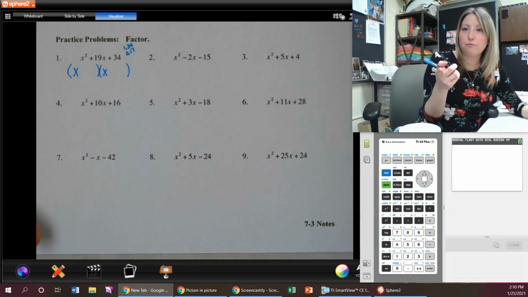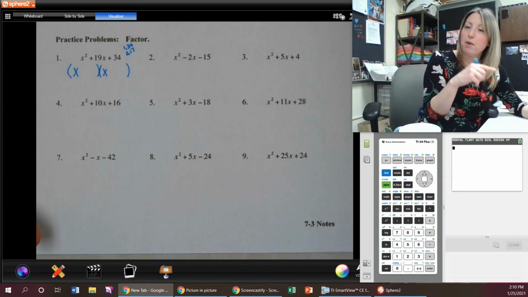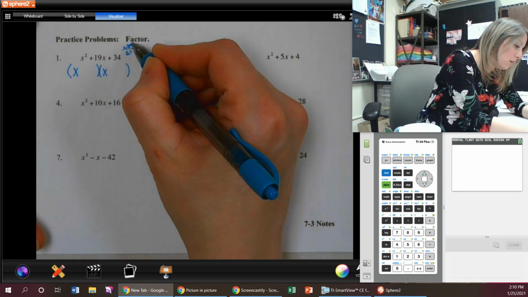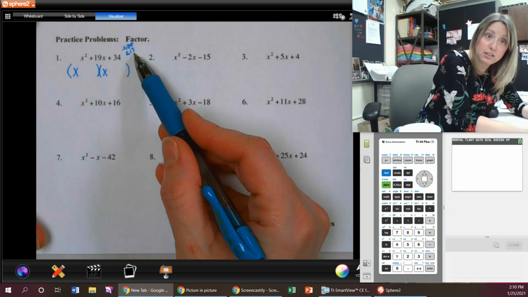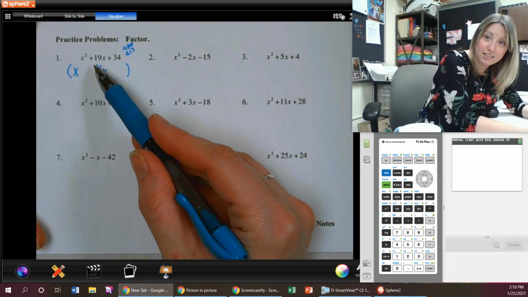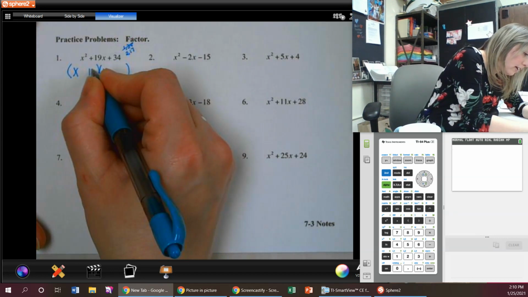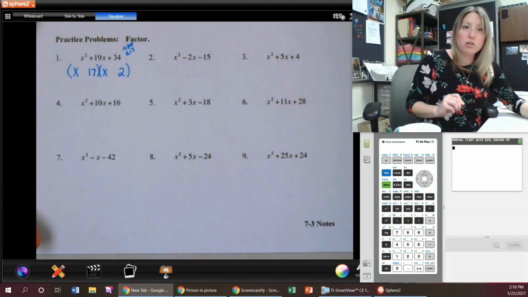1 plus 34 is 35. 1 minus 34 is 33, so that doesn't give me 19, so that's out. 2 plus 17 is 19, right? And since the end term is positive, I know I am actually adding. So let me put those inside my binomials here.